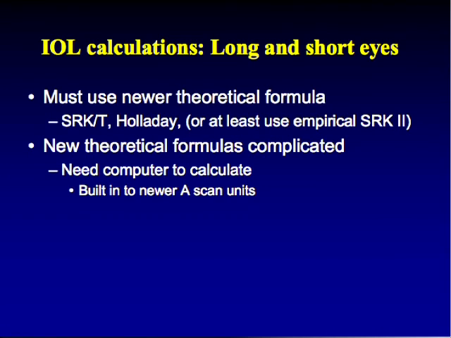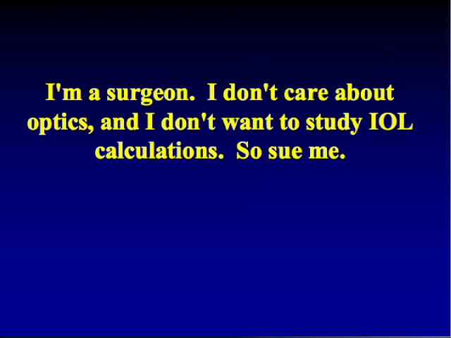But for very long and very short eyes, you really need to move then to the theoretical formulas, which have gotten much better now that they're better at predicting the effective lens position within the eye. And that includes the SRK-T, T for theoretical, the Holladay, the Hoffer-Q, there's others out there. You have to use a computer to get the numbers, but most of the A-scan units now have those built in. So you'll get something out that's one of the theoretical formulas. And you especially want to look at those if there's a discrepancy, if you have a short eye or a long eye.